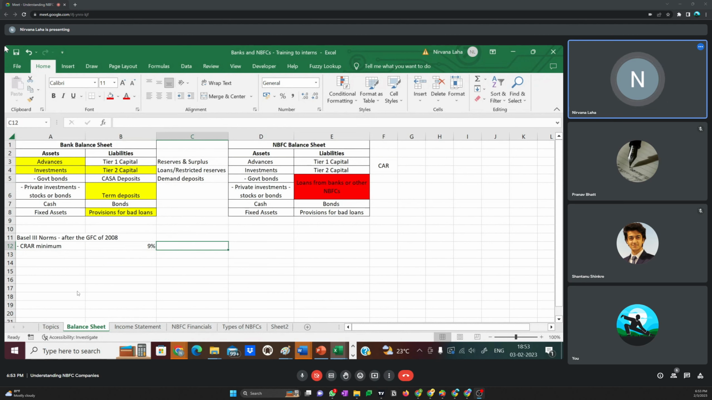For NBFCs, I think this same number is 12%. I might be off by 1 or 2 percentage points. So just check this once, and I'll get back with the correct figures after the session.